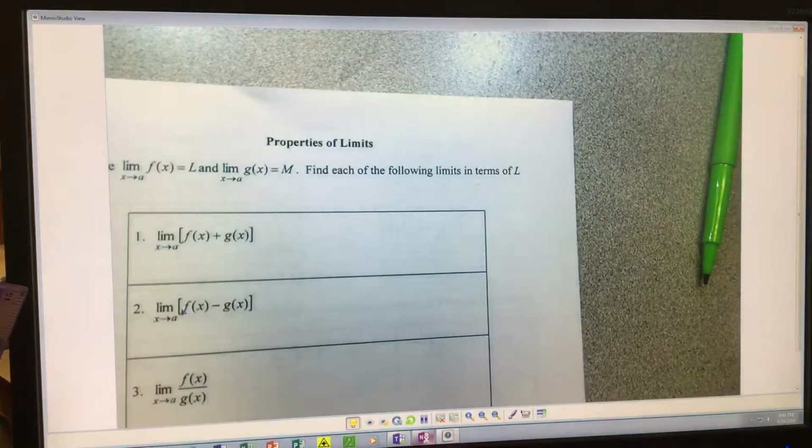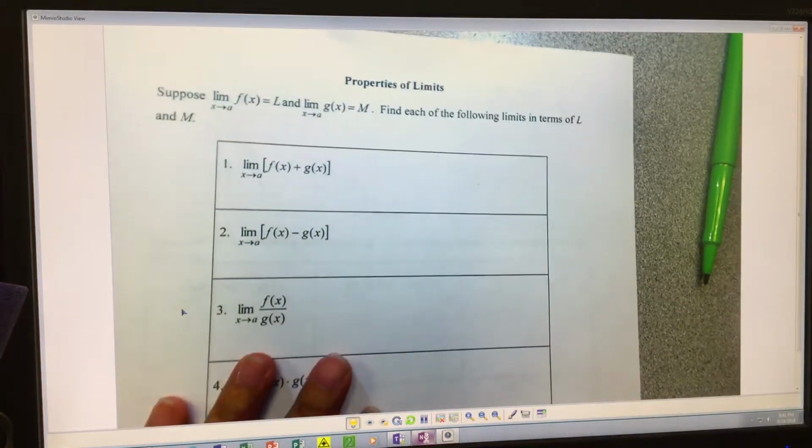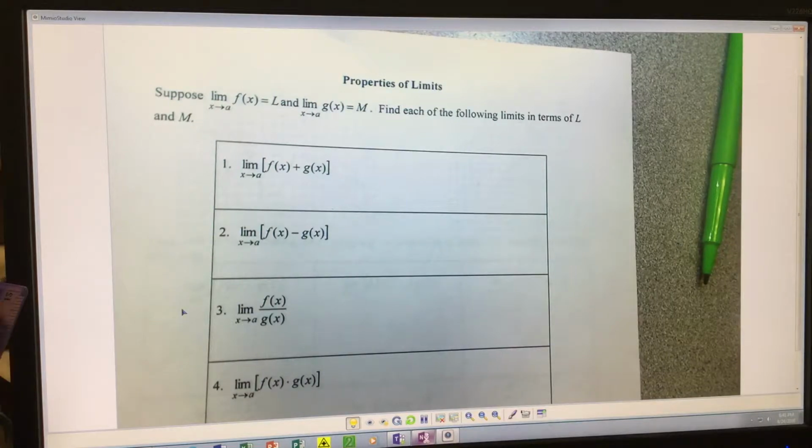Okay, so for this, these are just properties of limits. So what I'm going to do is I'm just going to show you what I have, and you can press pause so you can write all this stuff down.